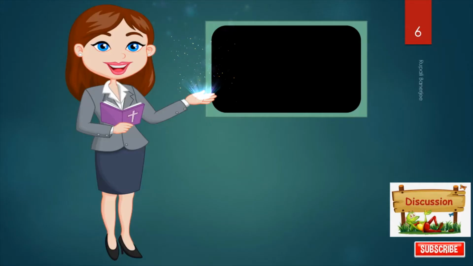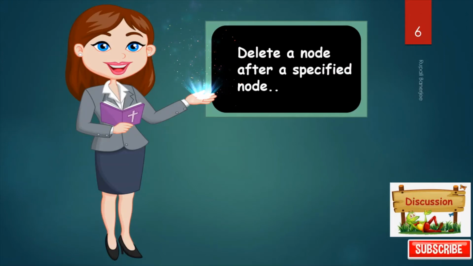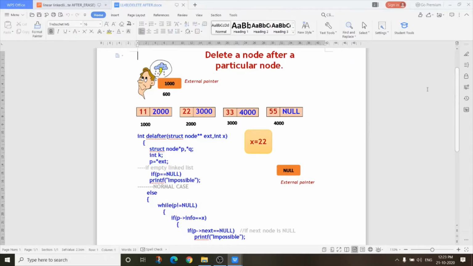Our next function is delete a node after a specified node. Means a particular node info is given. I have to delete the node after that node. So see the discussion. Delete a node after a particular node. Okay. So I want to delete, say after 22, I want to delete this node 33, whose info is 33. I want to delete this node. So the info is given, info is 22. After 22, I want to delete the node.